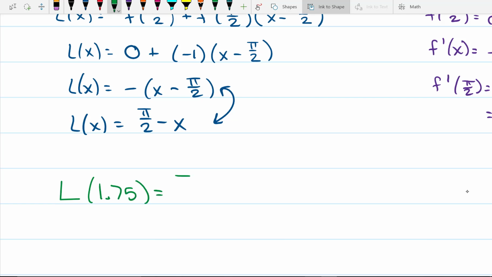All we need to do is plug in 1.75, put that into a calculator, and you're going to get about negative 0.1792.